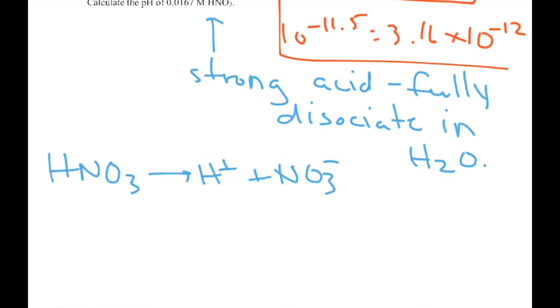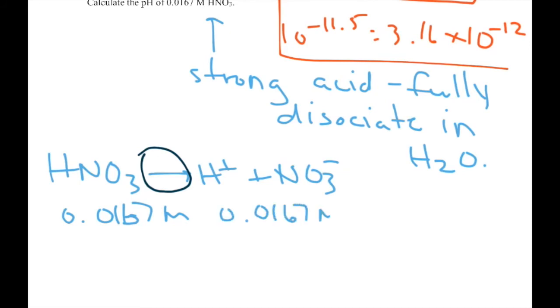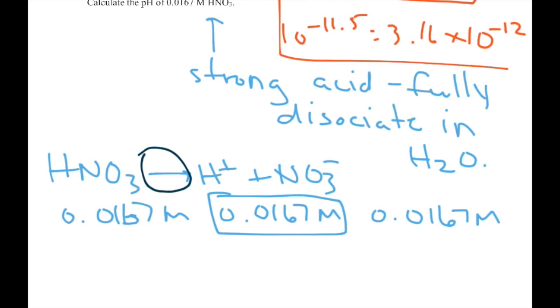Do you note the one-sided arrow? It will fully dissociate. Thus, if we start with 0.0167 molar of our acid, we're going to get the exact same molar for every species in solution. Thus, this is our hydrogen ion concentration. So to find the pH, simply take the negative log of that number.